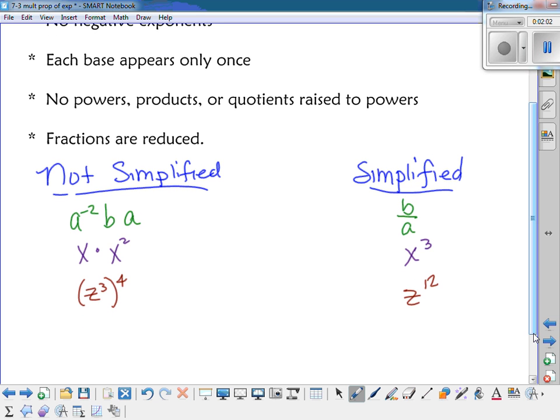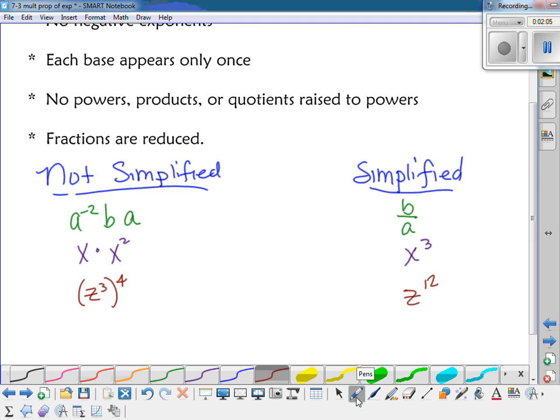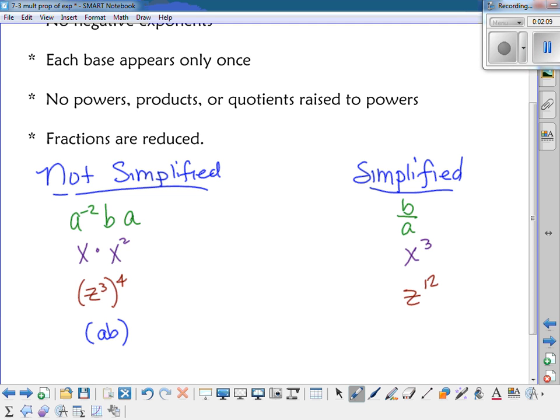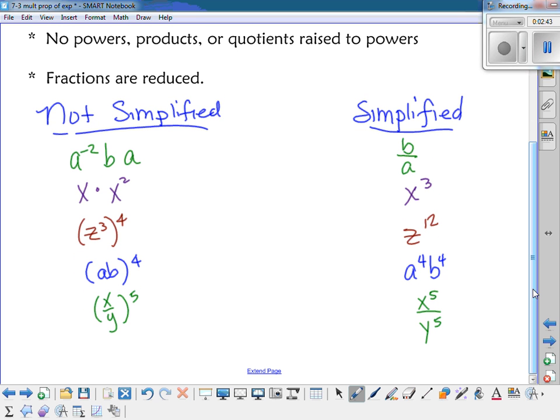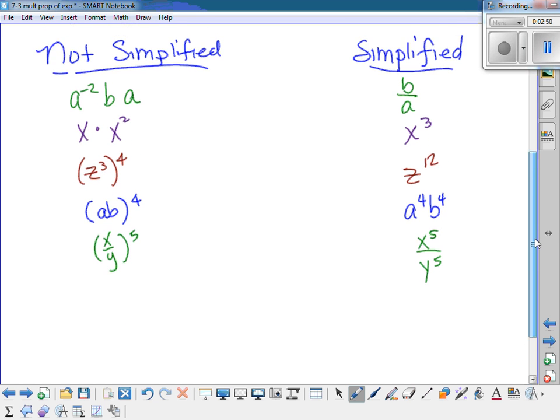Also, if you have a product that's being raised to a power, for instance, if I have a times b in parentheses and that's being raised to the 4th power, that's a product being raised to the power, so that's not simplified. The a to the 4th, b to the 4th is simplified because there's no product being raised to a power, it's just two bases being raised to powers being multiplied together. And if I have a quotient being raised to a power, like x over y being raised to the 5th power, that's not simplified because I have a quotient to a power. X to the 5th over the y to the 5th would be the simplified form. And again, I'll explain how you get there. I just want to make sure you guys understand the differences.